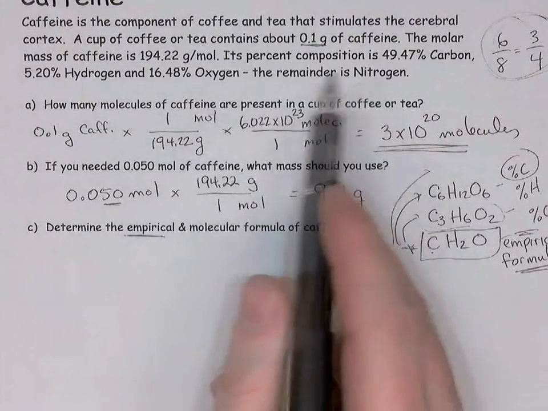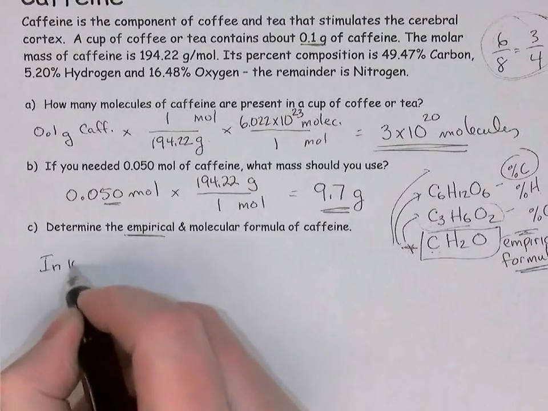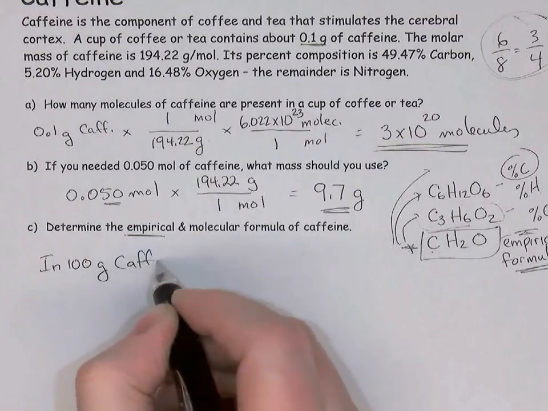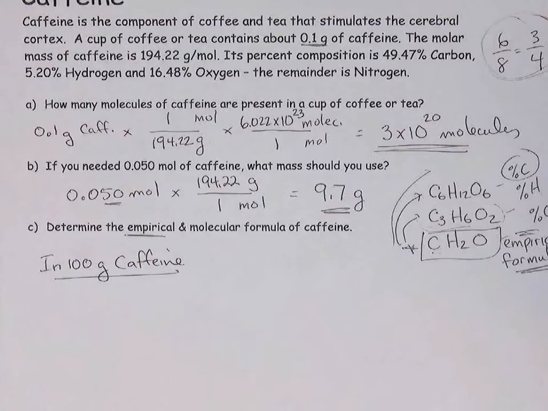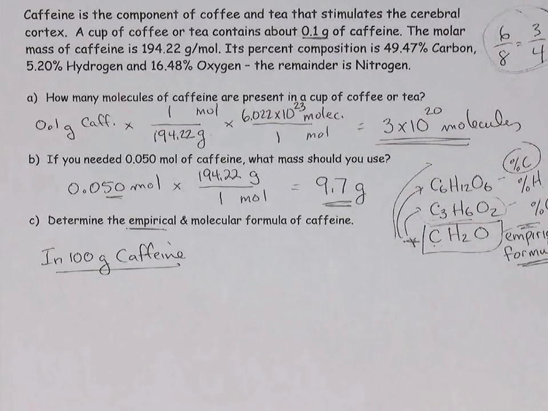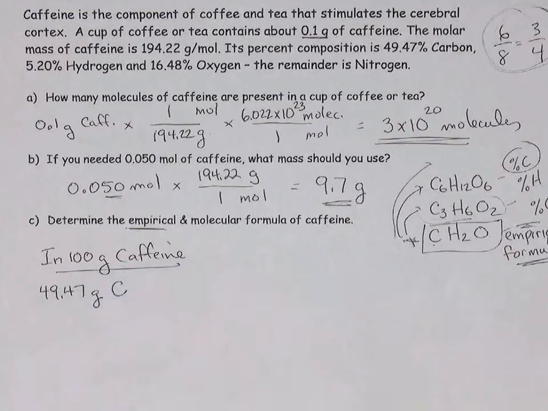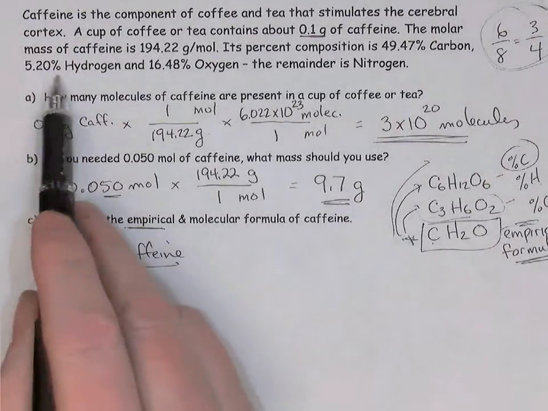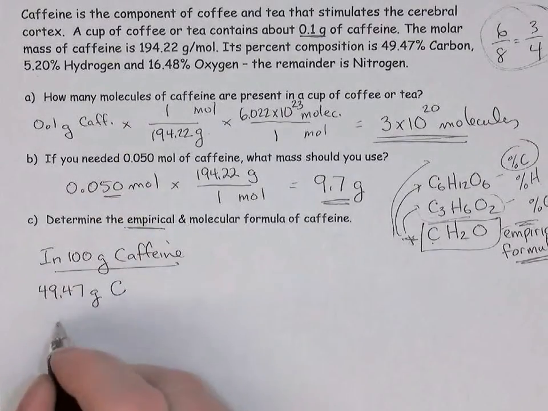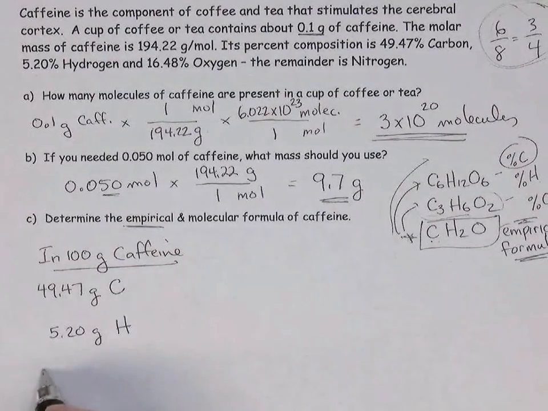So the first thing I'm going to do is, because the question told us percentage composition, start my answer by saying in 100 grams of caffeine. I'm going to pretend that we have 100 grams of caffeine. The reason I'm doing that is because these numbers are percents. So if we have 49.47% carbon and we have 100 grams of caffeine, then we would have 49.47 grams of carbon. Similarly, if there was 5.2% hydrogen and we have 100 grams of caffeine, there would be 5.20 grams of hydrogen, and following along there'd be 16.48 grams of oxygen.